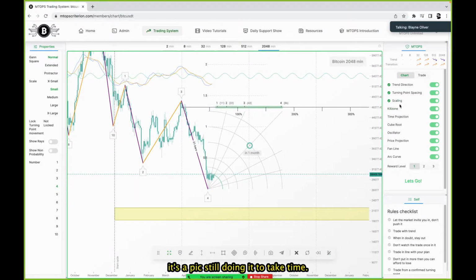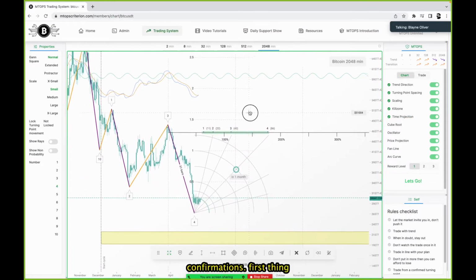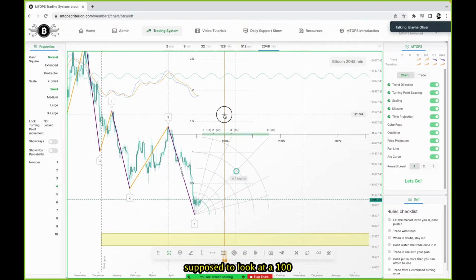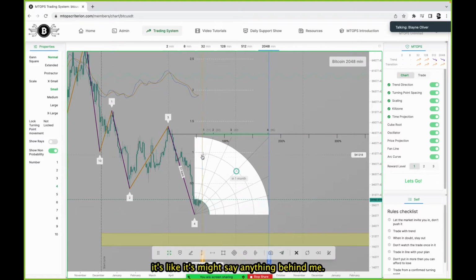So scaling gets a tick, kill zone gets a tick, time. Alright, let's have a look at our various time confirmations. First things first, we look at our point range identifier. This is the range that we're dealing with. Let's go to focus mode. Anything behind where price has already happened is not going to be a consideration, and anything after where this line is is not going to be a consideration.